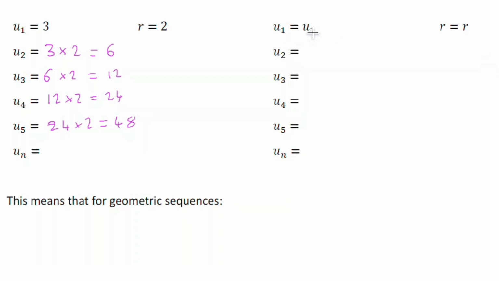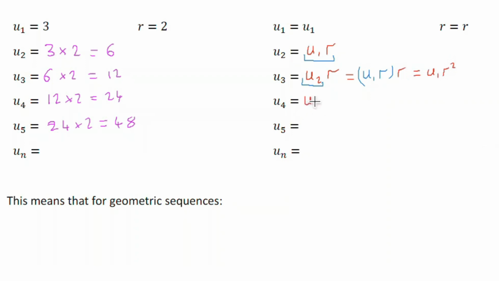This time u1 is u1 and r is r. So u2 is u1 multiplied by r. u3 is u2 multiplied by r. But we're going to do a similar trick to what we did with the arithmetic sequences, which is we know that u2 is equal to u1 times r. So this is going to be u1 times r, and that is being multiplied by r. So we have u1 r squared.